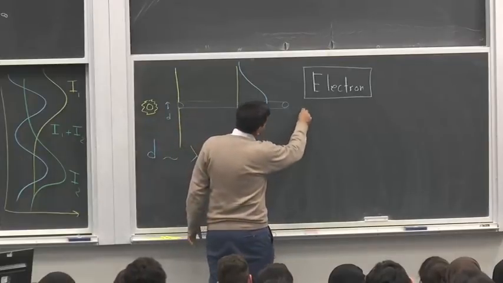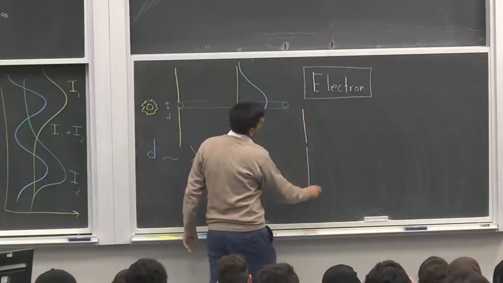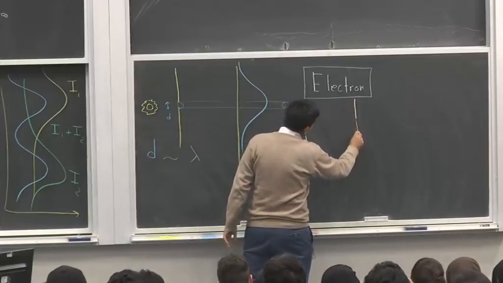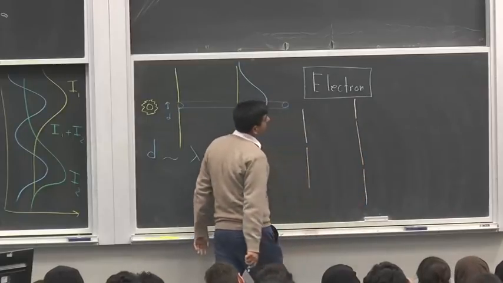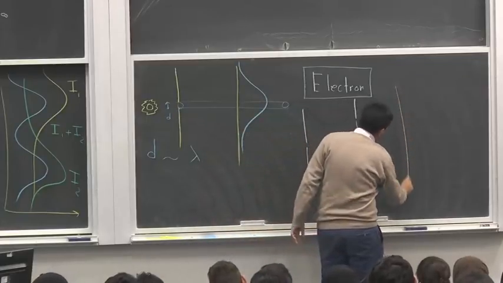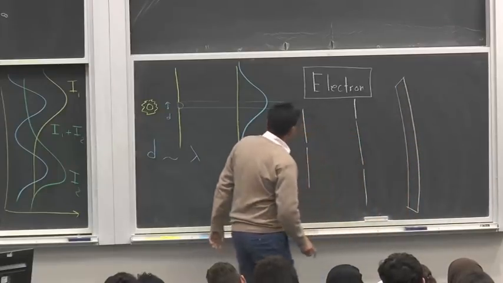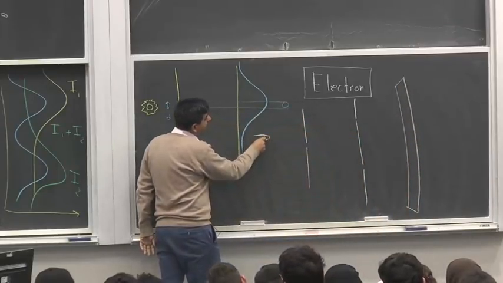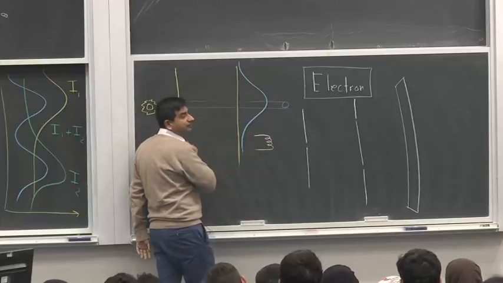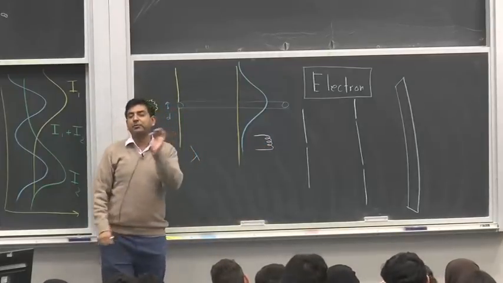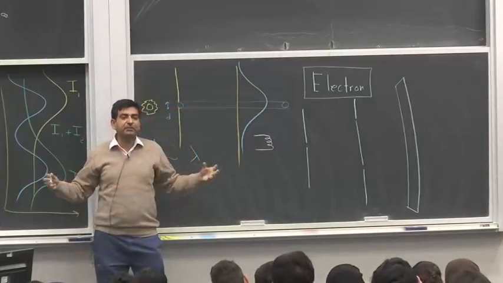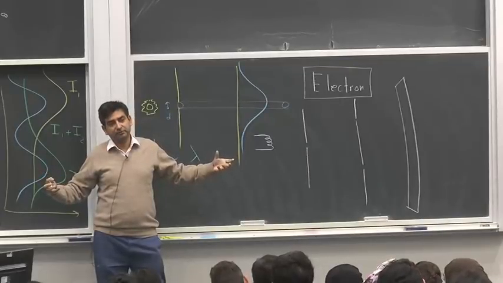So I have the same experimental setup: a slit, followed by an opaque screen with two slits, followed by a screen. My source now is a stream of electrons. Now, how do I produce electrons? How can I get a stream, a beam of electrons?